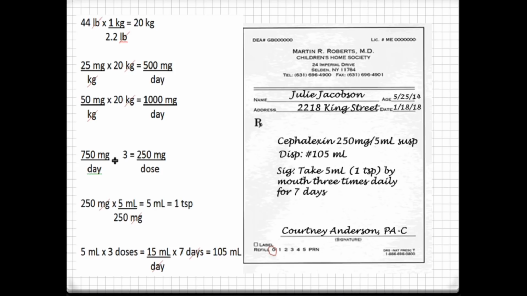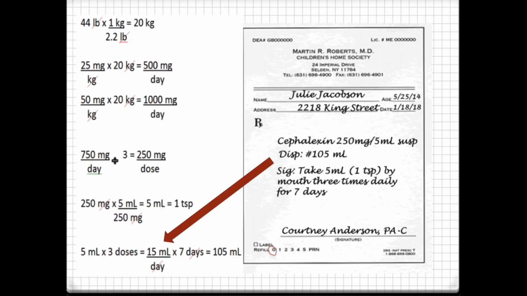Then, based on those instructions, you can calculate the total amount to dispense. 5 mLs times 3 equals 15 mLs per day times 7 days, which equals 105 mLs. Your dispense amount will need to be in mLs because that is how the concentration is written, so you need to stay consistent for the pharmacist.